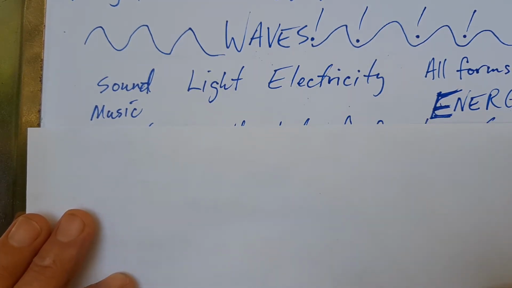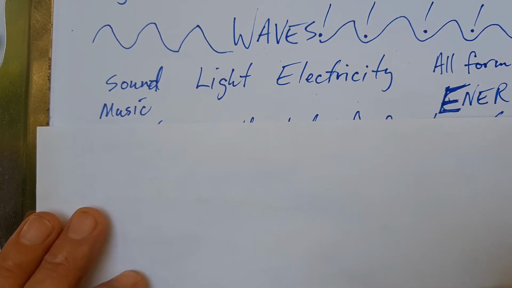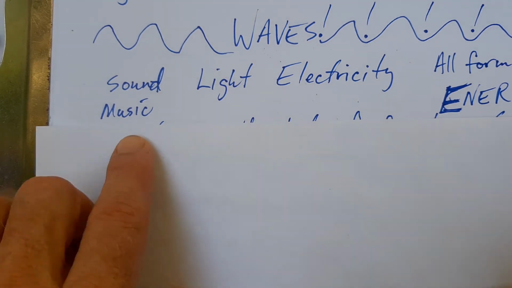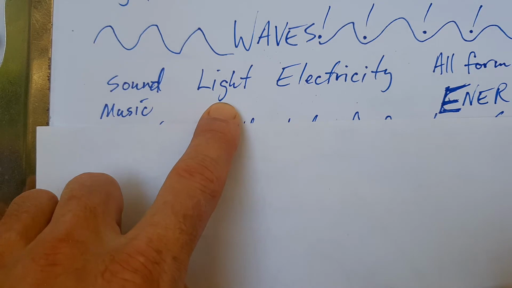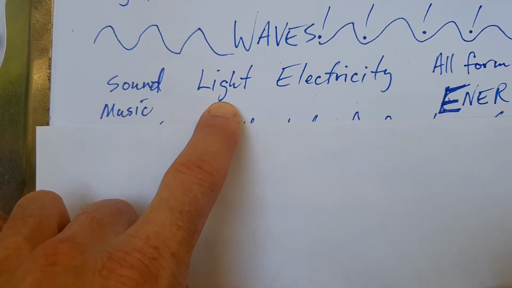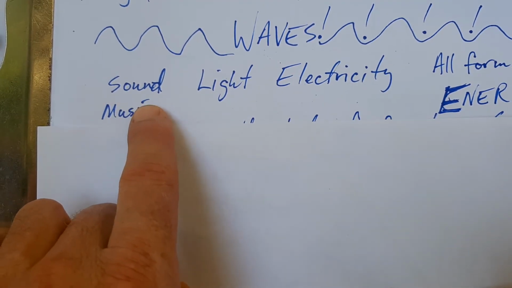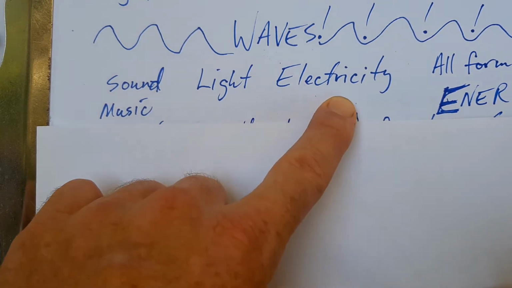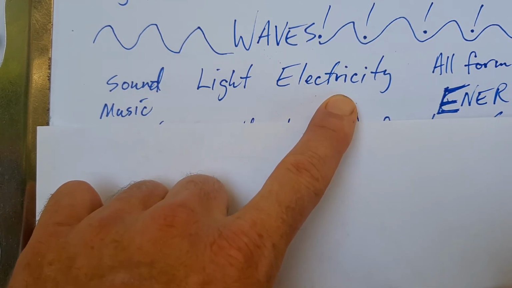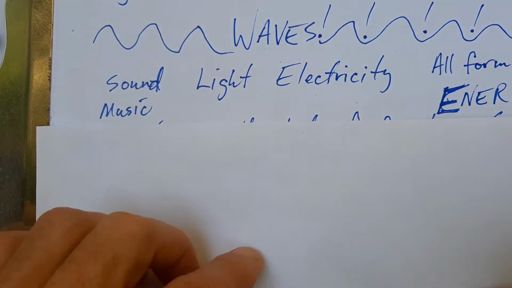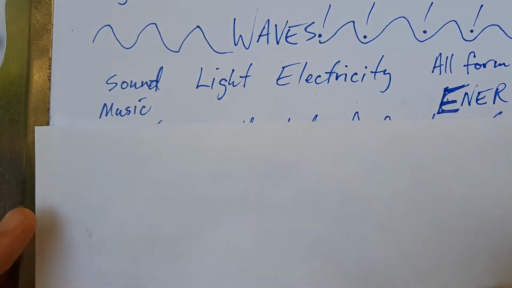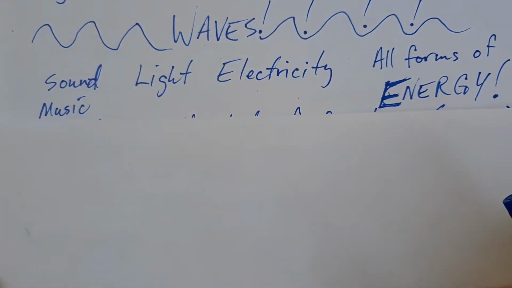Any cyclical motion, like waves in water, waves in the air, sound waves, pressure waves, light can be modeled as waves. These are pressure waves, but we can model them as sine and cosine waves. Electricity has alternating current. All forms of energy really can be modeled as waves.